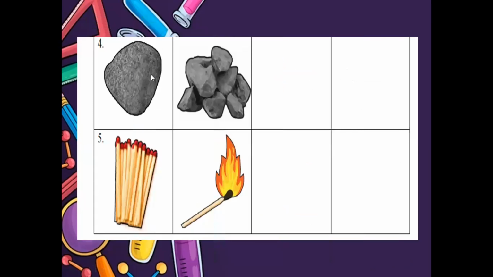Now, next example, we have a rock. O kahit siguro uling siya. O ano man ang tingin nyo dito, rock, coal, or uling. Then, anong nangyari? Naging maliliit na piraso.